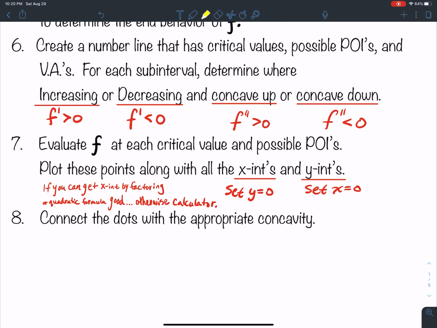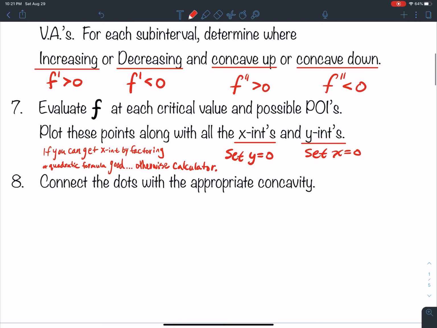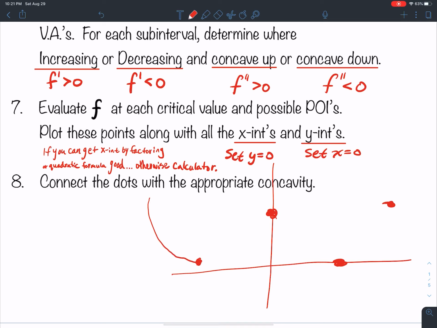So, step 8, we connect the dots with the appropriate concavity. So say you evaluate the function at the critical values and points of inflection. You've got all these critical dots, okay? So at this point, and maybe this is the intercept, those are the intercepts there. And then hey, look, the function is decreasing and concave up here, so I connect it like this. And then it's increasing and concave up here.